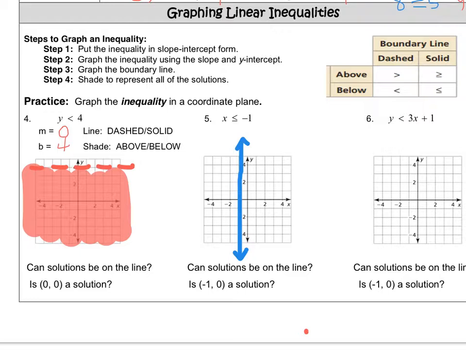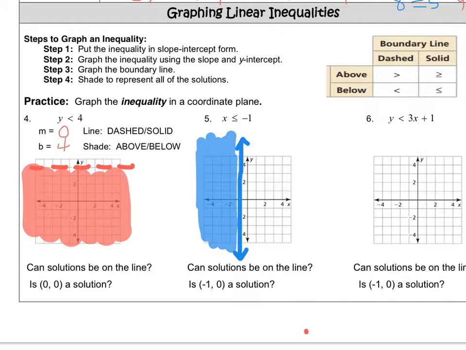Okay, vertical lines. We don't have above and below a vertical line. So it's really more like a number line. We're looking at less than or greater than. So less than is to the left side. So we will be doing our shading to the left side. So we're going to shade everything to the left side of our line.